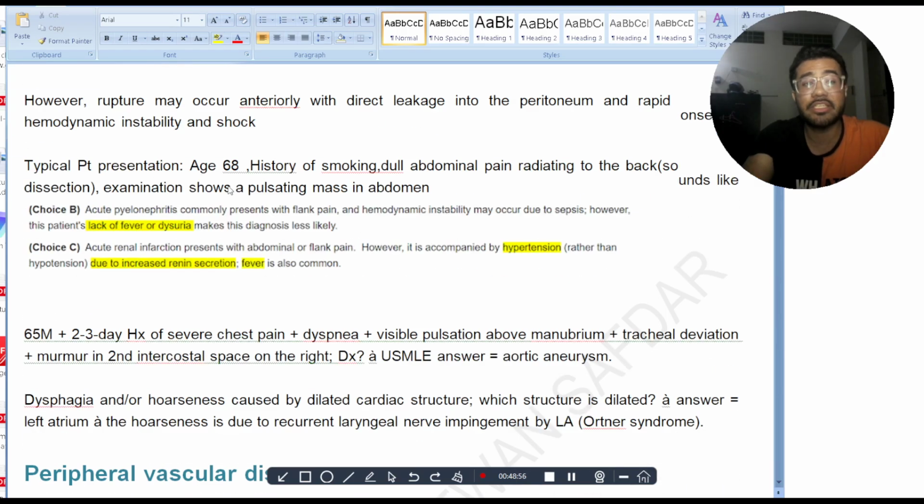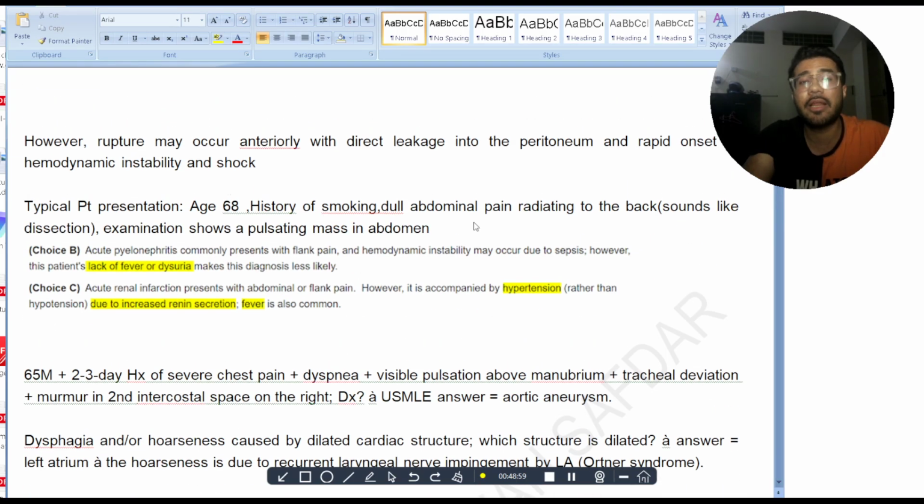Typical patient presentation: age 68, history of smoking, dull abdominal pain radiating to the back, which sounds like dissection. Examination shows a pulsatile mass in the abdomen. That is where the entire diagnosis shifts, because you see a pulsatile mass in the abdomen. The pain is radiating to the back, but if it is acute pancreatitis, you might also see fever and leukocytosis, and that won't be present here. So that's how we differentiate.